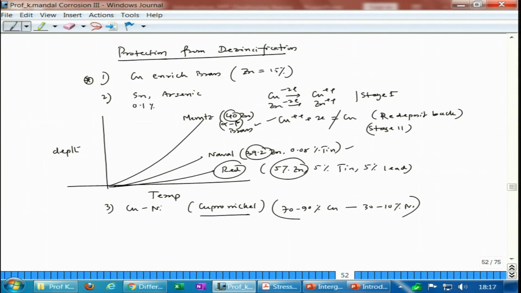Okay. So, let me end dezincification, because I have given a lot of examples from the lab, and examples from the actual practical situation, where the brass pipe example we have talked about. We will talk about intergranular corrosion from the next lecture onwards. Thank you.